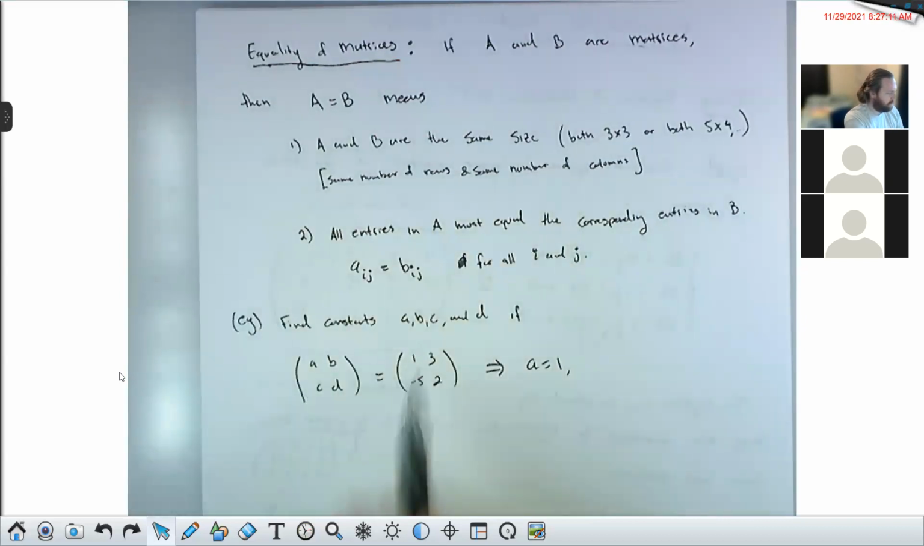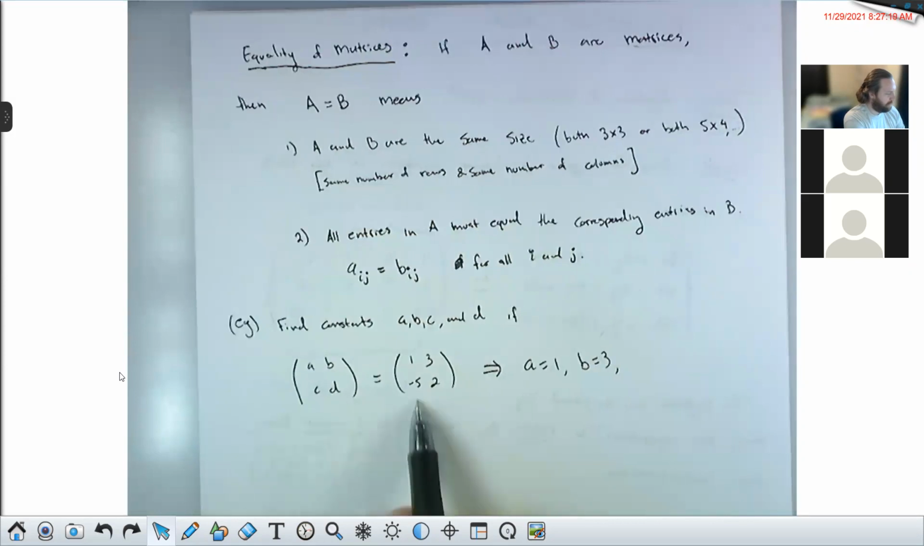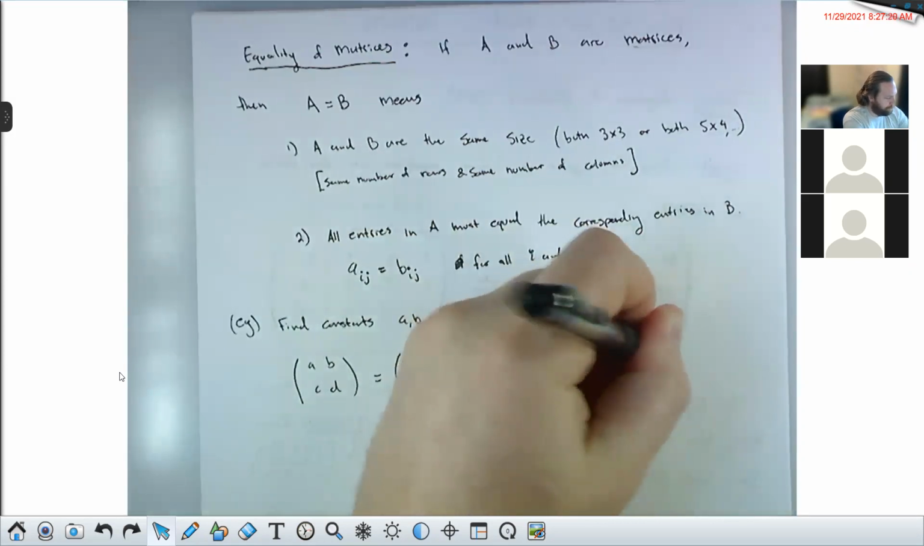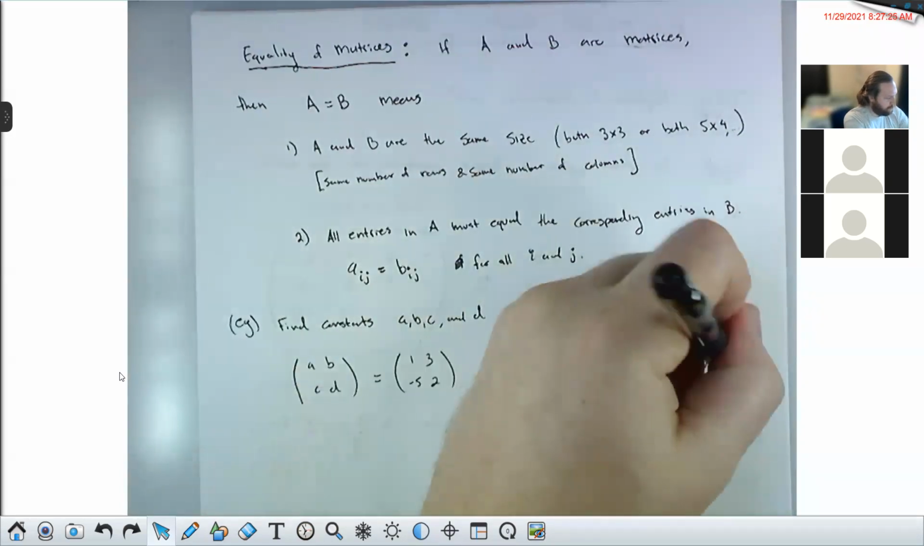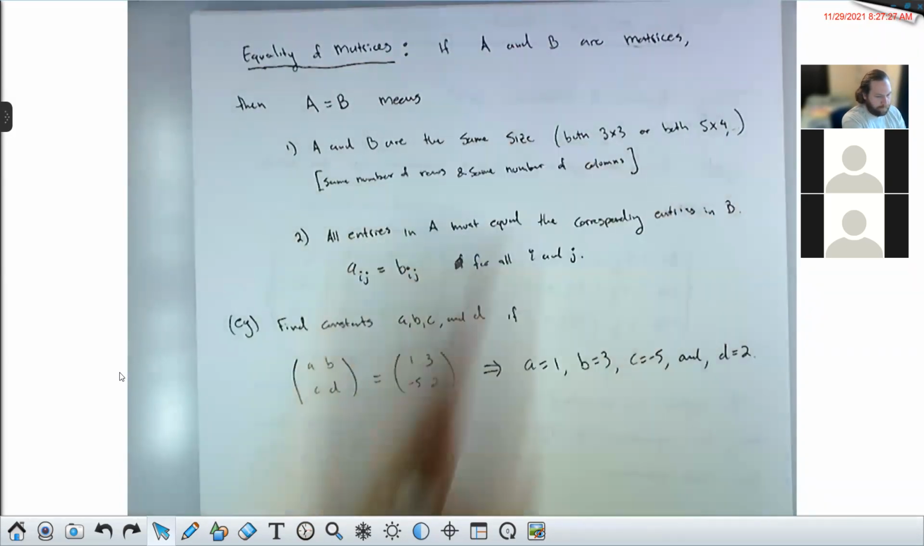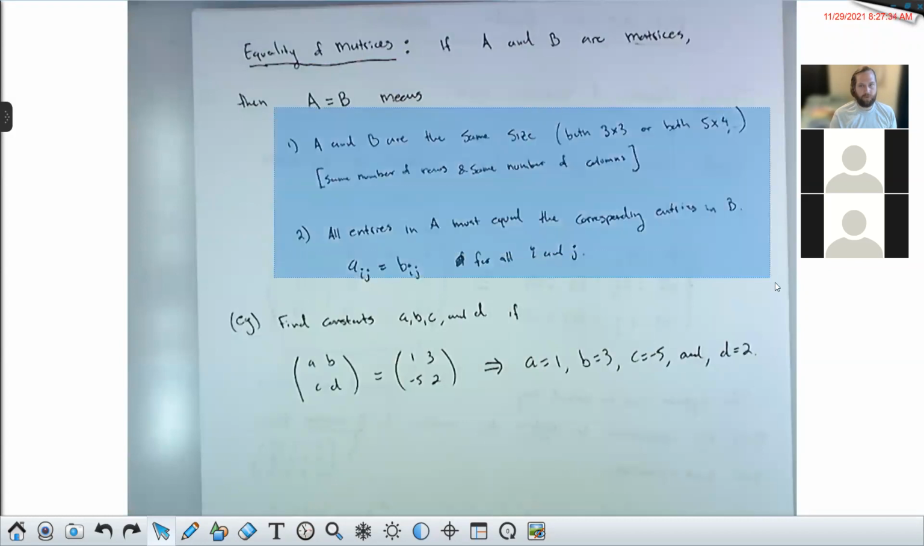This entry has to match this entry. b had better be 3. c had better be -5. And d had better be 2. Right? Not as complicated as this definition makes it sound. Two matrices are equal if they're the same size and they have the same entries. That's it.